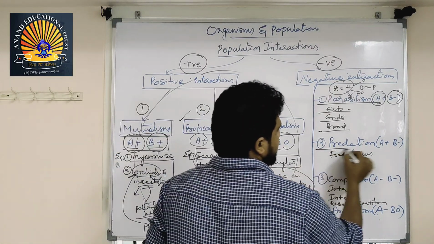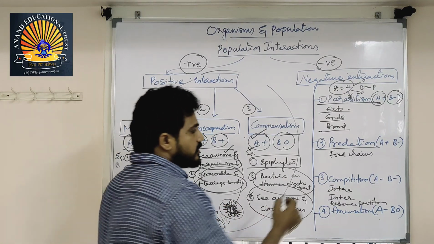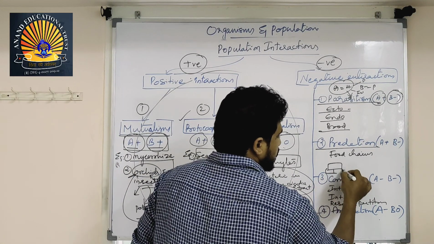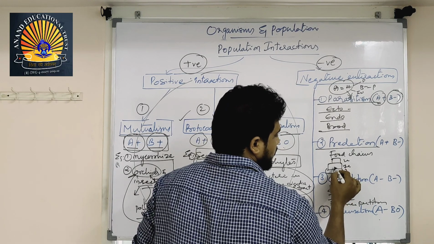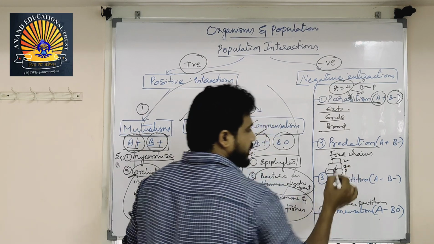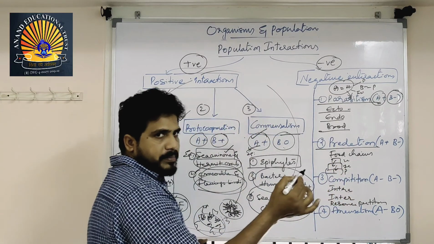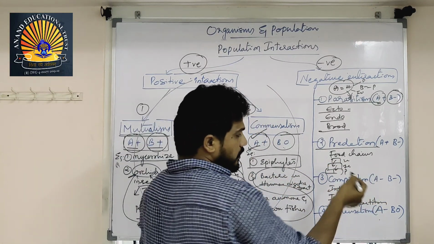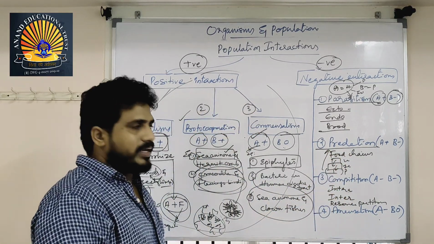Another one is predation. Predation is nothing but one trophic level depending upon another trophic level. If this is trophic level 1, here producers will be there, here primary consumers will be there, here secondary consumers will be there. So primary consumers are preying on producers and secondary consumers are preying on primary consumers. Nothing but herbivores. So this is the food chain, the ultimate source of the ecosystem.